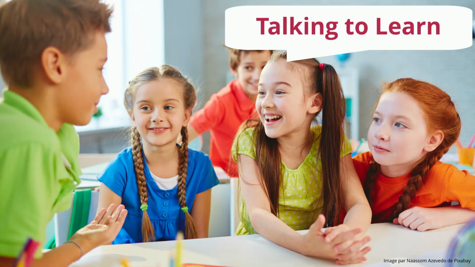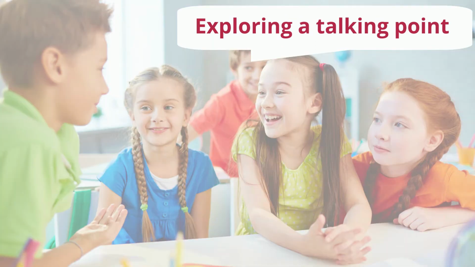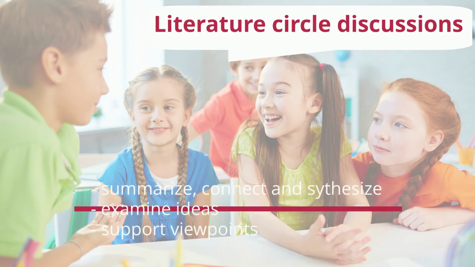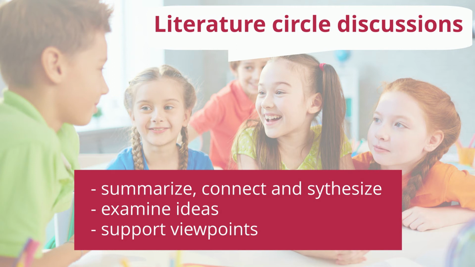When students are talking to learn, they might be exploring a talking point and putting forward a point of view. They might question other points of view that are presented or ask for clarification, and they should learn how to listen and respond respectfully, just like in any other talk context. Talking to learn in the context of a literature circle discussion can allow opportunities for students to summarize, make connections and synthesize, examine and compare a variety of ideas, and support their viewpoints as they construct meaning.